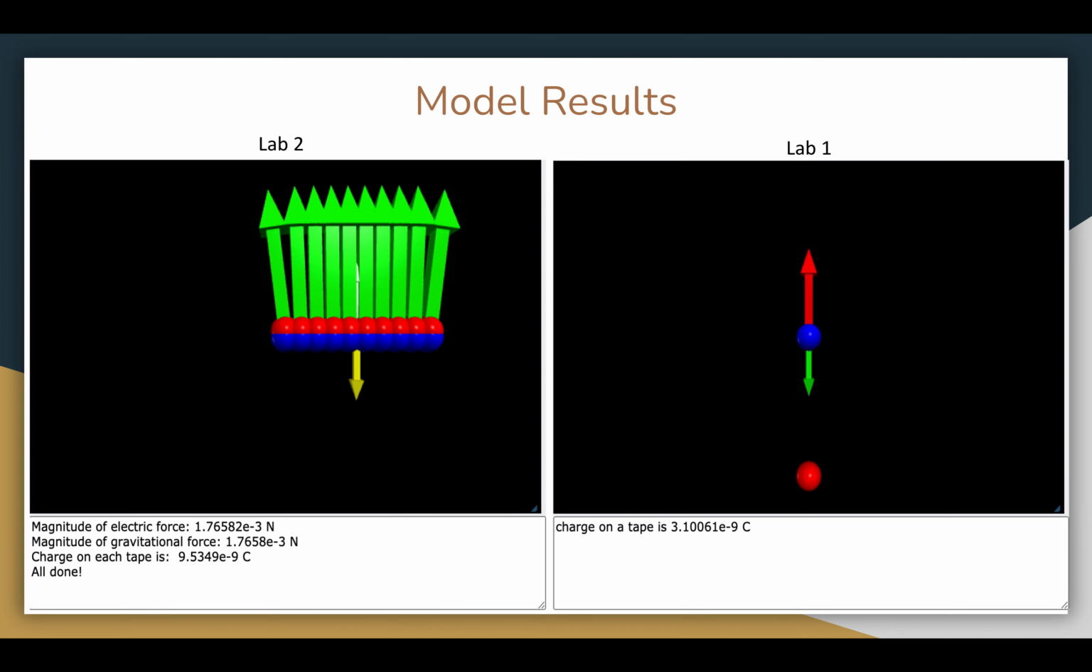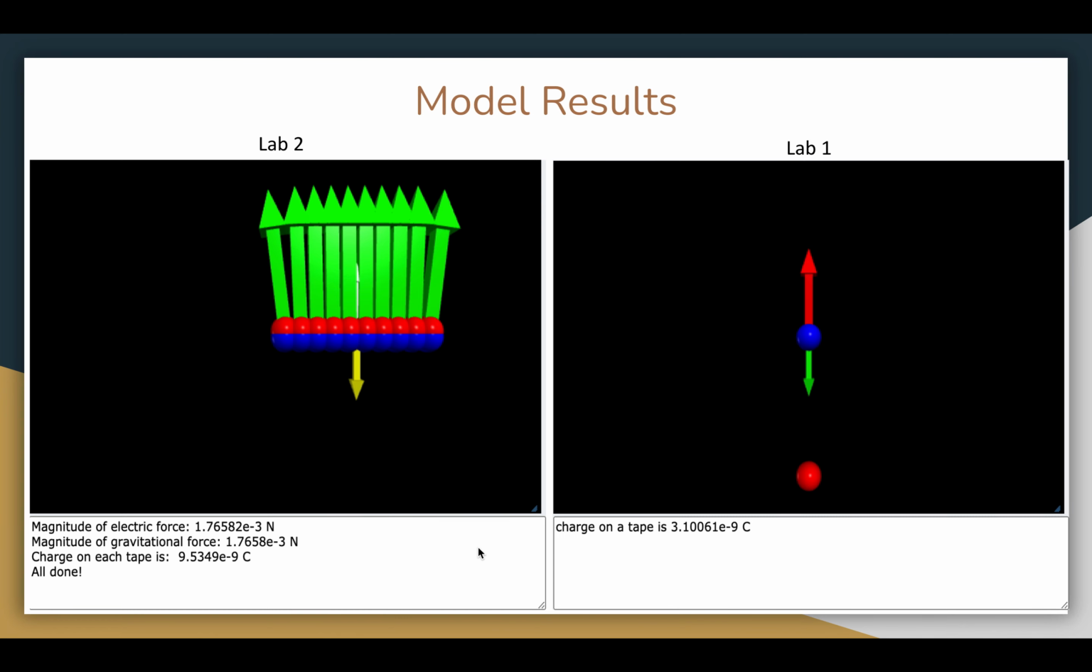So this is the result of Lab 2 from the GlowScript code I just showed. The magnitude of the electric force and the magnitude of gravitational force cancel out, as you can see. The yellow is the gravitational force and the white is the net electric force.